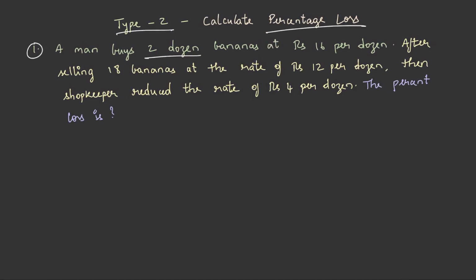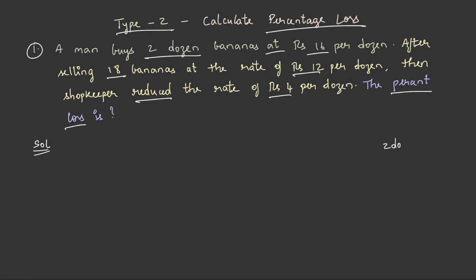A man buys 2 dozen bananas at rupees 16 per dozen. After selling 18 bananas at the rate of rupees 12 per dozen, the shopkeeper reduced the rate by rupees 4 per dozen. The percent loss is, let's solve this.